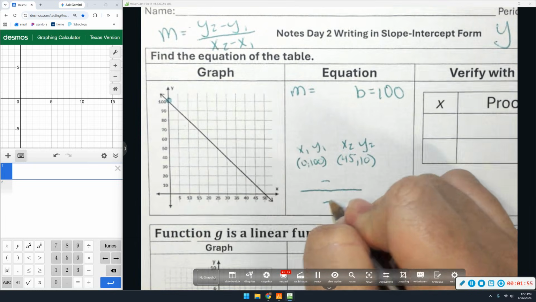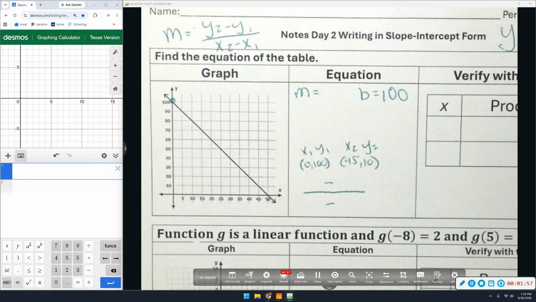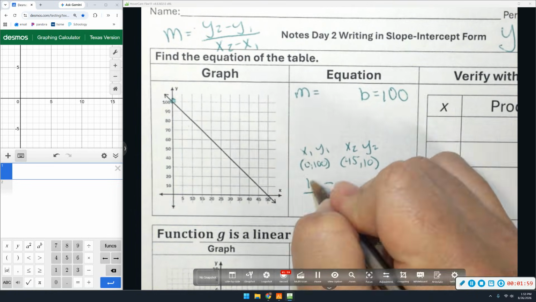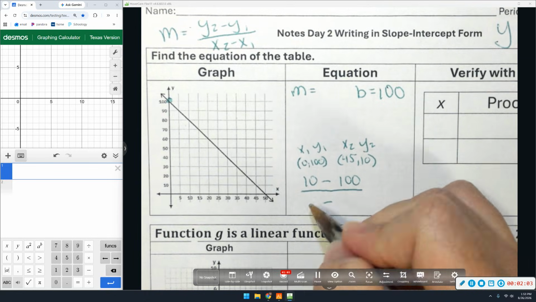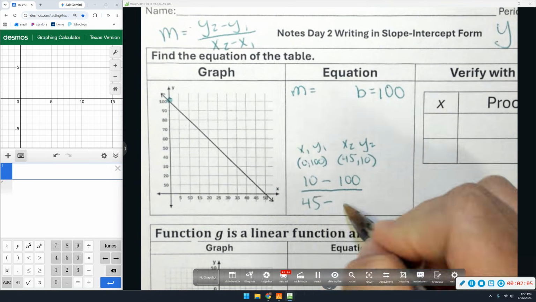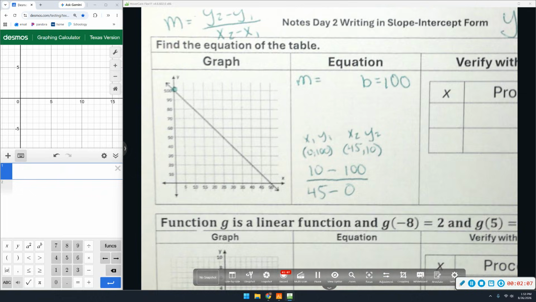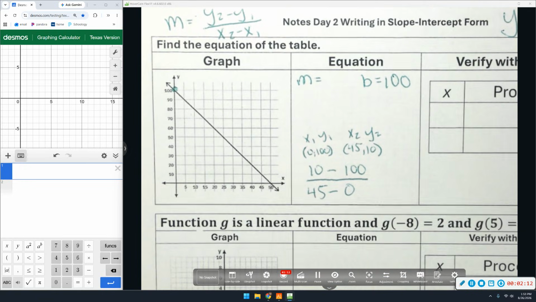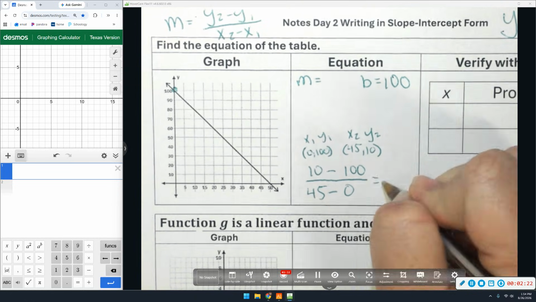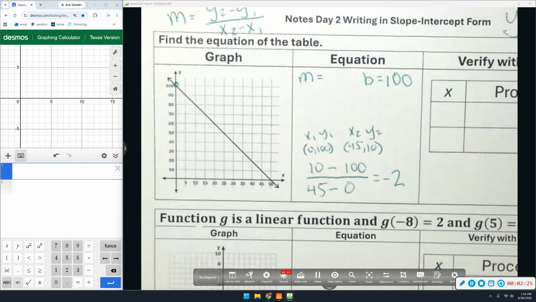So y2 minus y1 over x2 minus x1. What's my y2? 10. 10 minus my y1. Perfect. What's my x2? 45. Minus my x1, 0. Perfect. And now type it in your calculator. Ready, go. Type divide first. And then you don't have to highlight everything when you divide. Did everybody get -2?